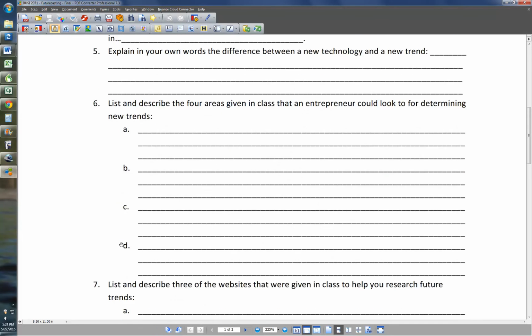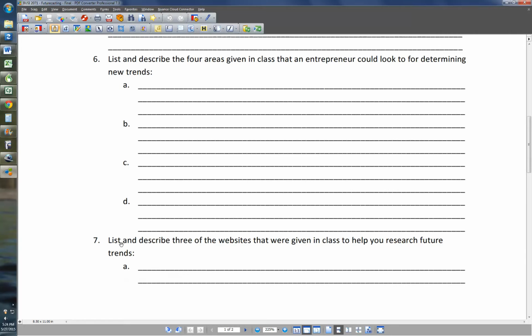Alright, number six. List and describe the four areas given in class that an entrepreneur could look to for determining new trends. Alright, so I will give you the four areas, but I want you to go back in and watch that video and get your descriptions. So one is found in using tech differently, right? Using it, like repackaging it in a new way. Number two was incremental improvements. That's a way to see a coming trend. Third one was changes in customer needs, and then the fourth one was looking for international changes, right? Looking for things that are going on internationally that you could possibly bring to the United States, right?